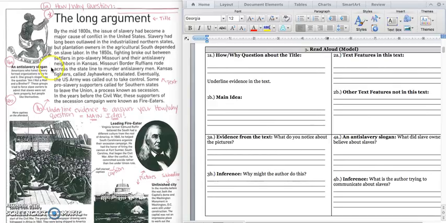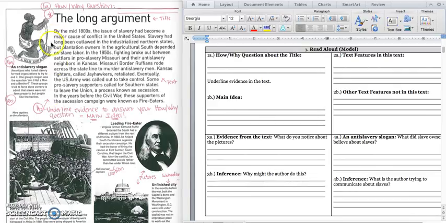Missouri border ruffians rode across the state line to murder anti-slavery men. Kansas fighters, called Jayhawkers, retaliated. Eventually, the U.S. Army was called out to take control. Some pro-slavery supporters called for southern states to leave the Union, a process known as secession. In the years before the Civil War, these supporters of the secession campaign were known as fire eaters.